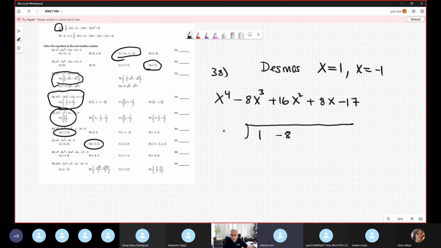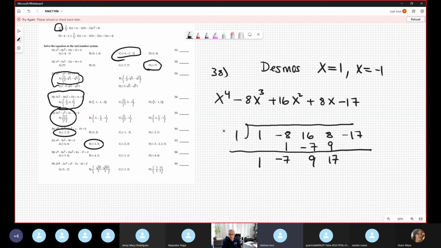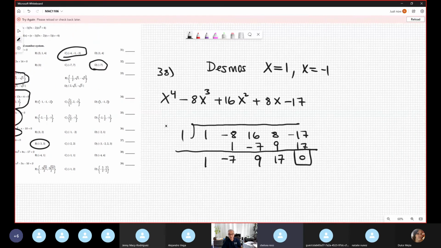1, minus 8, 17, negative 17, and you divide it by 1, maybe. Let's start with the easy way. Easy value. Bring down 1. This is 1, this is minus 7, minus 7, this is 9 positive, this is 9, this is 17, positive 17, 0 remainder, cool. And for the factor, notice that the 0 is at x equal 1, and the factor associated with this is x minus 1.